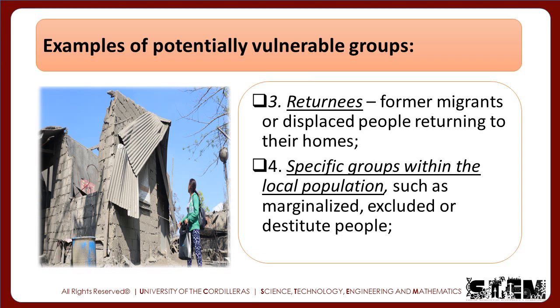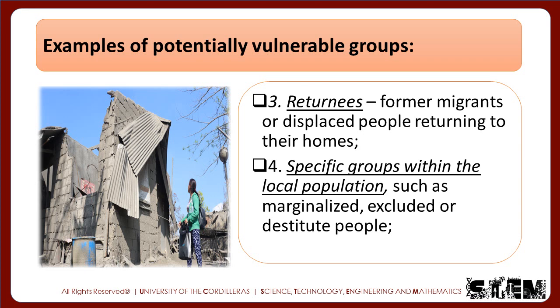So when we go to number three, we have here returnees. They are former migrants or displaced people returning to their homes. This photo was taken in Taal, of the houses along or near Taal volcano. After Taal volcano erupted, of course, they are trying to recover and they are returning to their houses. And why are they vulnerable? As you can see here in the photo, they are vulnerable to chemicals, and it might affect their health.